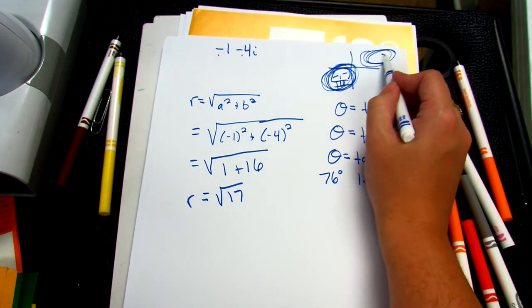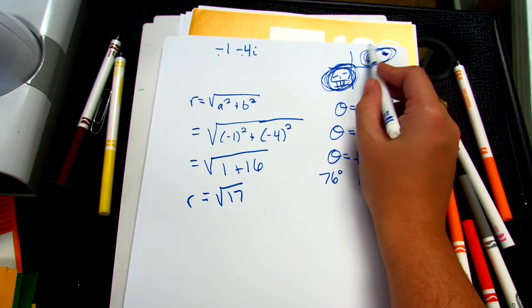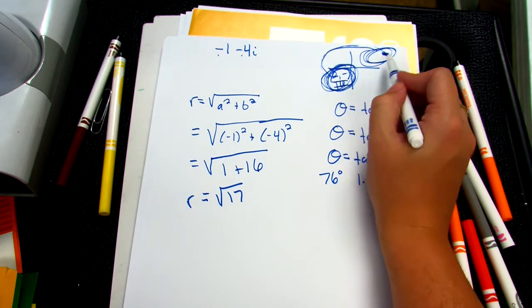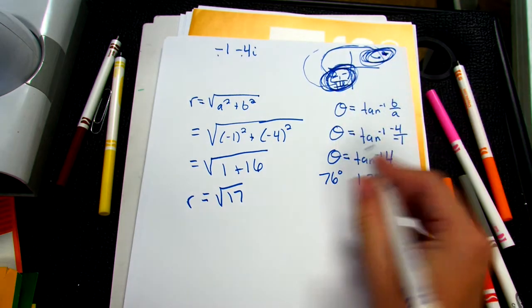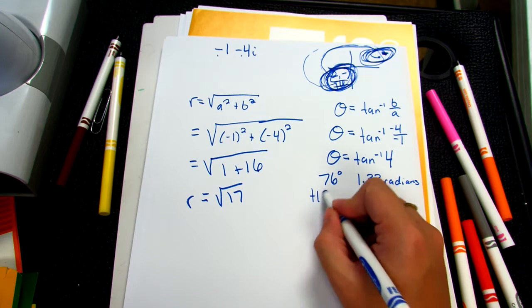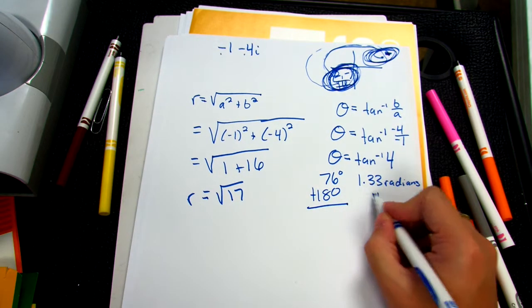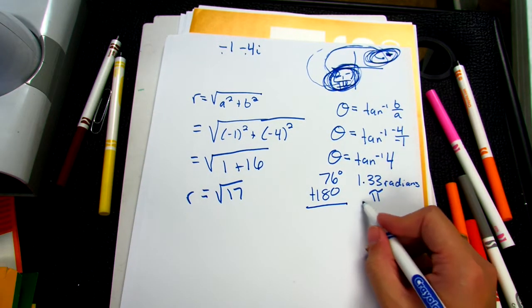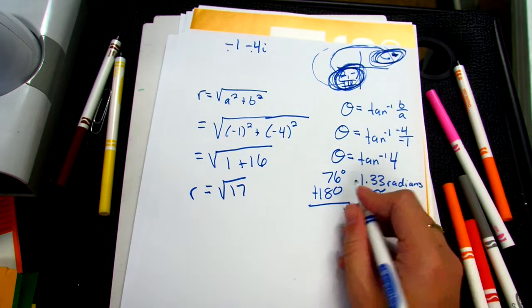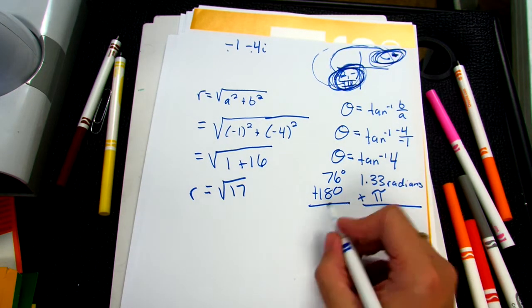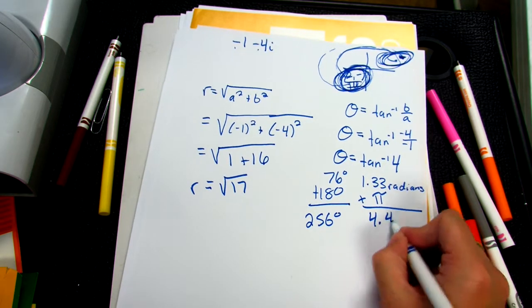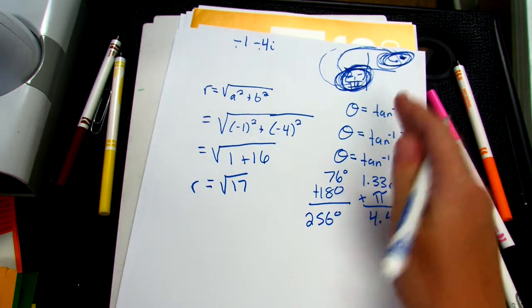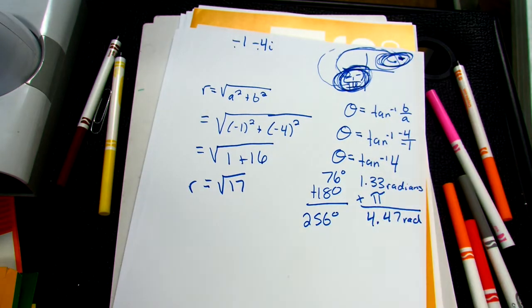That's an issue. We don't want to be in the first quadrant. We want to be in the third quadrant. So how do we get our angle from here to here? Well, remember, we add 180. So you can either add 180 to 76, or you can add pi, which is the same thing as 180, to your 1.33 radians. Okay? So your answer is either going to be 256 degrees, or it's going to be 4.47 radians. I would not recommend doing radians if you're not getting something that's on your trig chart, on your table that you have for trig.